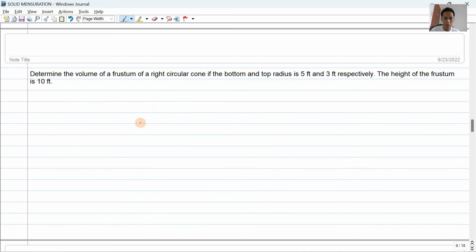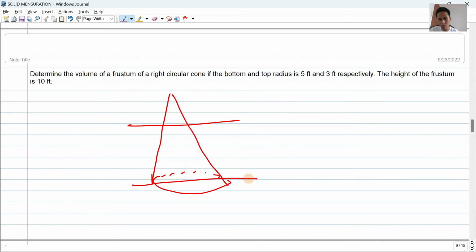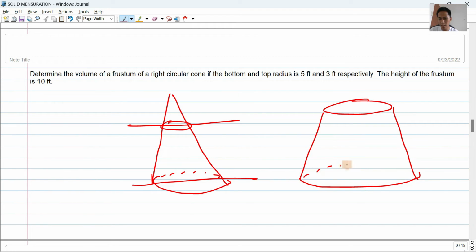Okay, so here, drawing lang natin. So, kumbaga, meron kang, for example, that is a right circular cone, di ba? Meron kang circular cone. So, kapag hinati mo ng dalawang plane dito, which is parallel to each other, makaka-form ka ng parang gantong figure. So, this figure is like this one. So, meron kang dalawang bases, okay, that are parallel to each other. So, kumbaga dun siya kinuha sa circular cone.